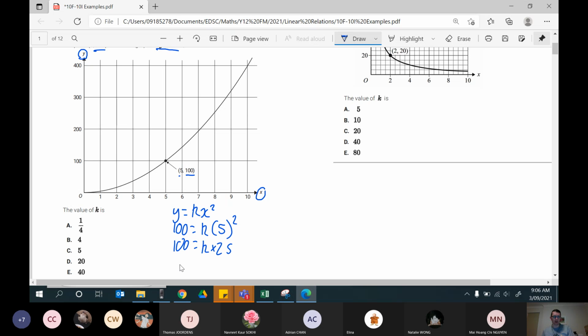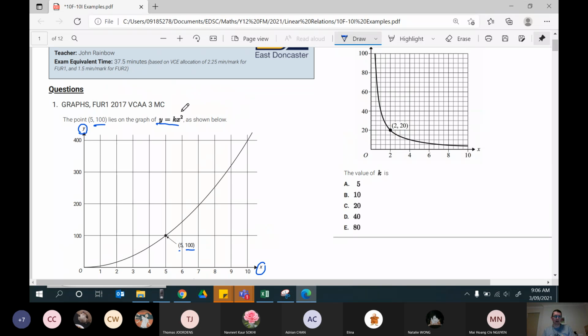Alternatively, you could solve this as 100 equals k times 25, and then divide by 25 on both sides. 100 divided by 25 will mean that k equals 4. So either way, we get to B, and that is it. That's 1 mark from the exam.